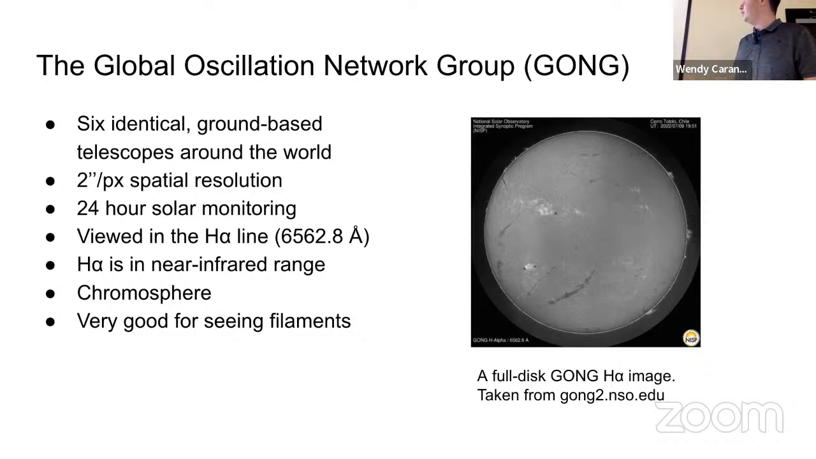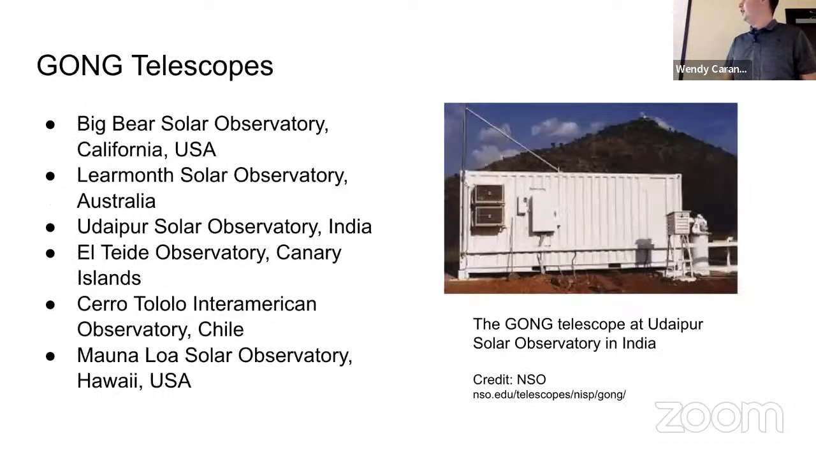This is just from a couple of days ago from the Cerro Tololo telescope. So yeah, I guess I won't talk too much about this, but this is just a list of the 6 different telescopes. They're all located in very remote places, usually on a mountain, and you want to have a very dry climate so that there's minimal light pollution and the atmospheric effects aren't too strong. And that's just an image of the one in India.